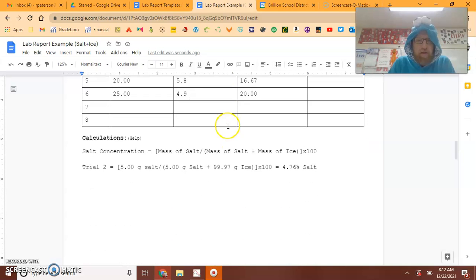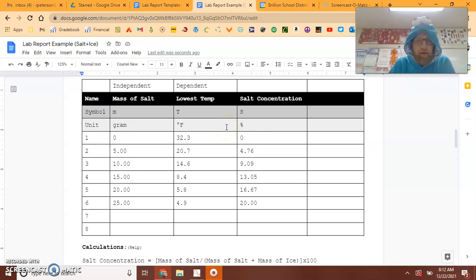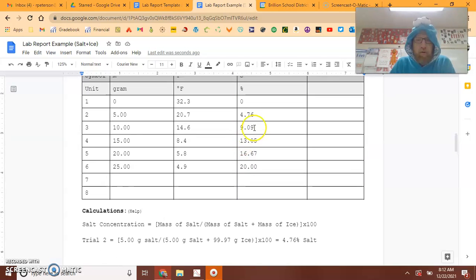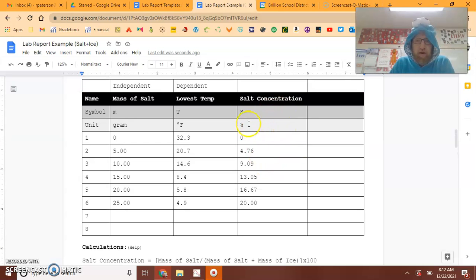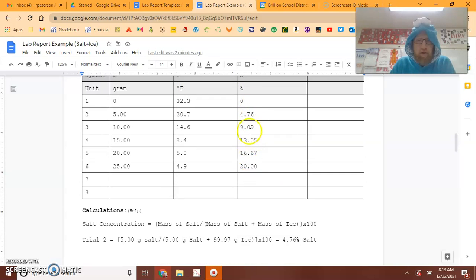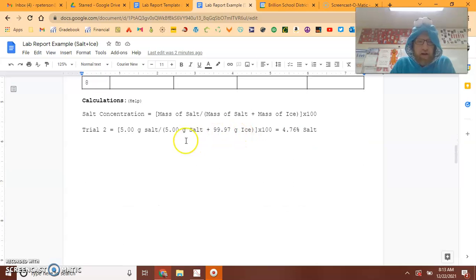So in this particular lab, we were measuring the temperature of an ice-salt mixture, and we wanted to calculate the salt's concentration as a percent. So up in my data table here, I added a column and gave it a symbol and a unit, and these numbers are the result of a calculation, and the calculation goes like this. Give me one very clear example, and then you can just show me the results of the calculations in the table. So it went like this.